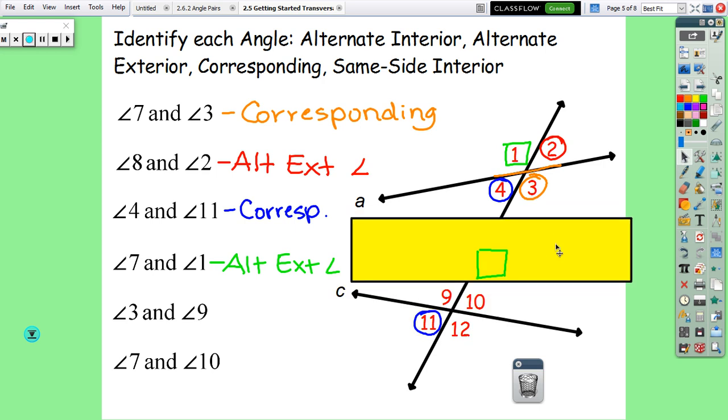Okay, 3 and 9. So 3 is here, 9 is here. And this line, we're talking about lines A and C. So they are on opposite sides of the transversal, so we know it's going to be alternate. They're both on the inside of these lines, so it would be alternate interior angles.